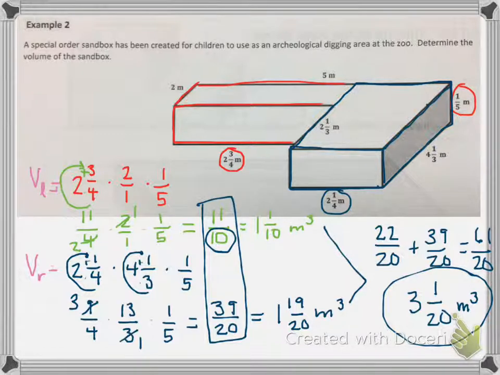That's decomposed. You could also compose by making a bigger rectangle or a bigger prism around the whole thing and then subtracting out the empty space. Either way will work.